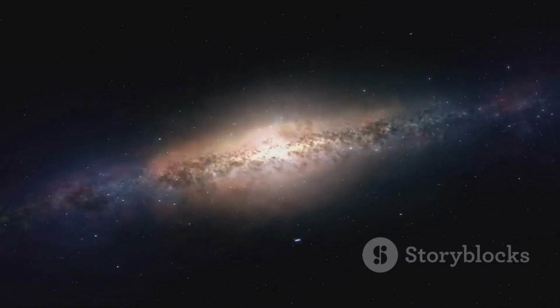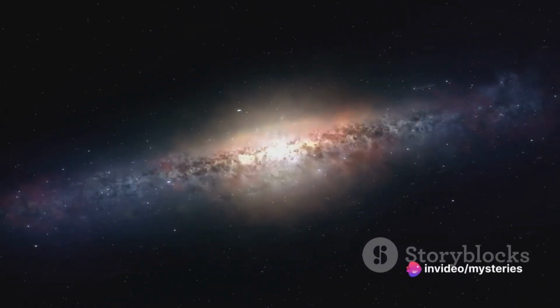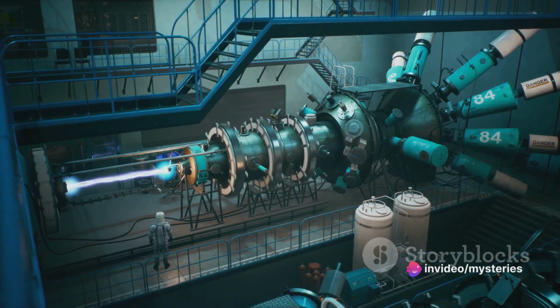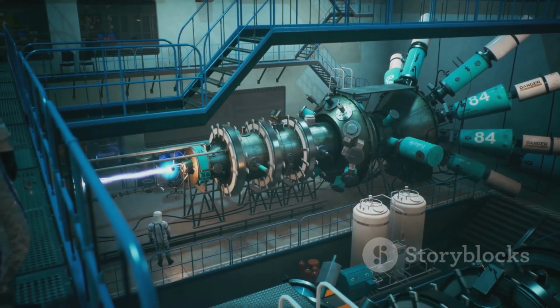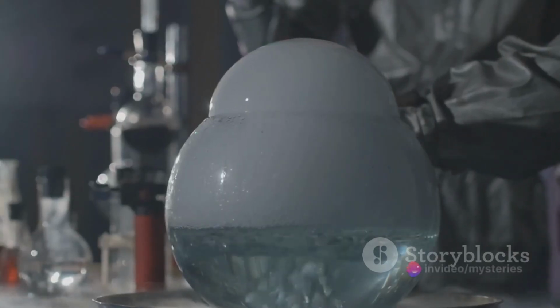Where did all the antimatter go? And why is there an asymmetry between matter and antimatter in our universe? These are the questions that scientists are grappling with as they delve deeper into the world of particle physics. It's a challenging puzzle, but one that could fundamentally change our understanding of the universe and our place in it.